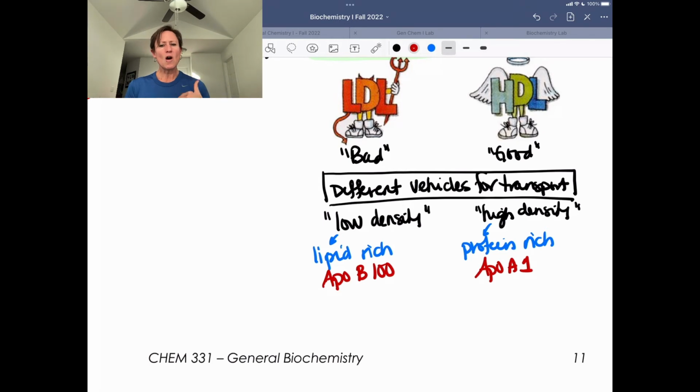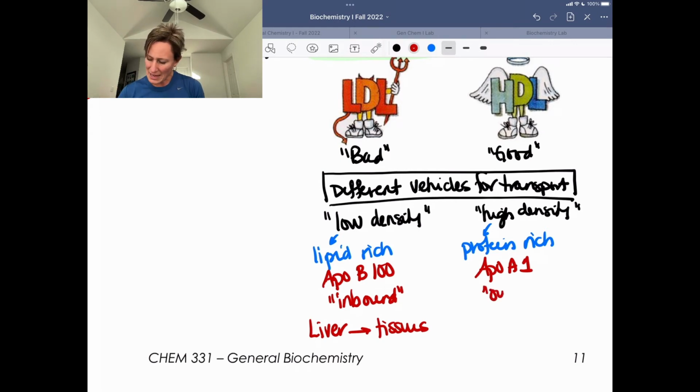So we're going to call these LDL particles containing ApoB100 inbound vehicles. And their directions are they take lipoproteins from the liver and deliver them out to the peripheral tissues. And that's different from the outbound directions, that ApoA1 protein. That basically is directions that go from the tissues to the liver.